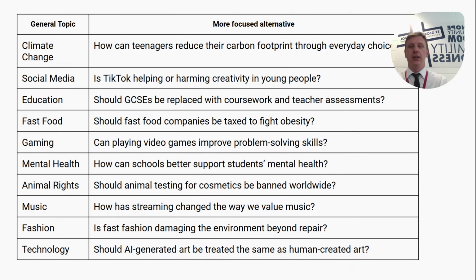So this is how we turn these general topics into something much more focused, where it's going to have a central argument, going to be loads more convincing, but focused in a way that you're not just trying to say something about everything to do, for example, with climate change. If we go with something much more focused, like how can teenagers reduce their carbon footprint through everyday choices, that's really tight and focused. That can be 5 minutes. It really tightens the focus of your research as well, and it's going to make your job much easier.